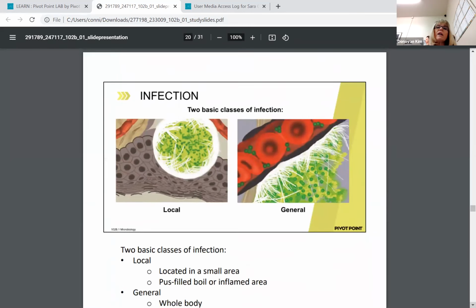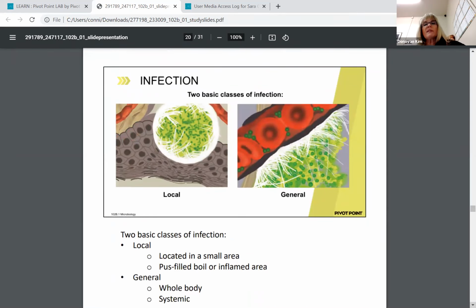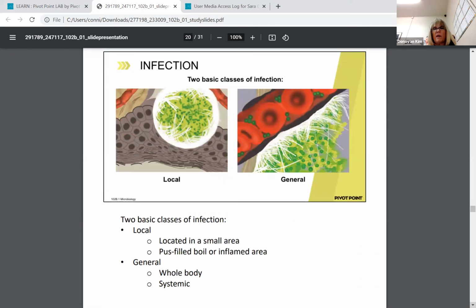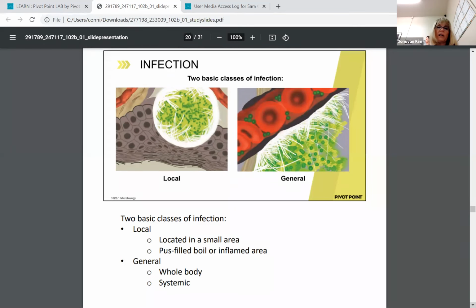So when you have an infection, you have 2 types of infection. You have a local infection and you have a general infection. Basically, the way to remember that is a local infection is in one spot. It's locally. It's just in that one area. So let's say you've cut yourself and it became infected. You have a pimple. Anything that is just in one spot is local. General is when it goes through your whole body. It's in your bloodstream. It's systemic. It's traveling around your body.